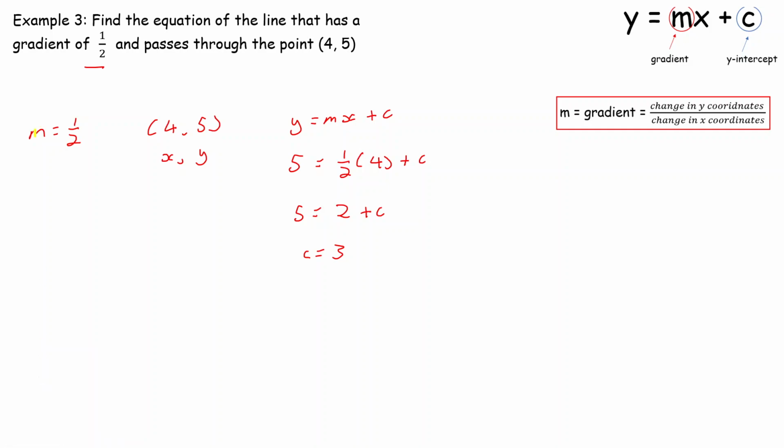So I know my gradient is equal to a half. That was given to me in the question, which is nice. And I calculated my c value to be equal to 3. Therefore, the equation of my line is going to be y is equal to my m value, which is equal to a half, given to us in the question, so a half x, plus my c value, which is positive 3, so plus 3. And that is my answer in this question.